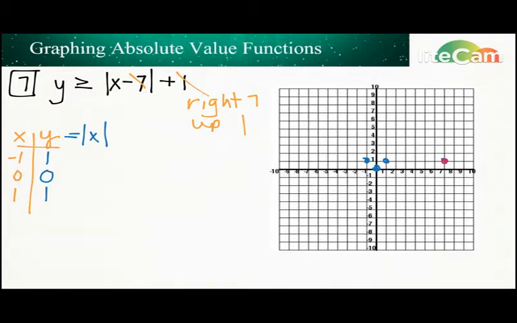Okay, right 7, up 1 for every single one of them. And then I can go ahead and draw my graph. All right. Now I need to do greater than. Remember that I said a greater than means you shade on the top. Less than means you shade on the bottom.